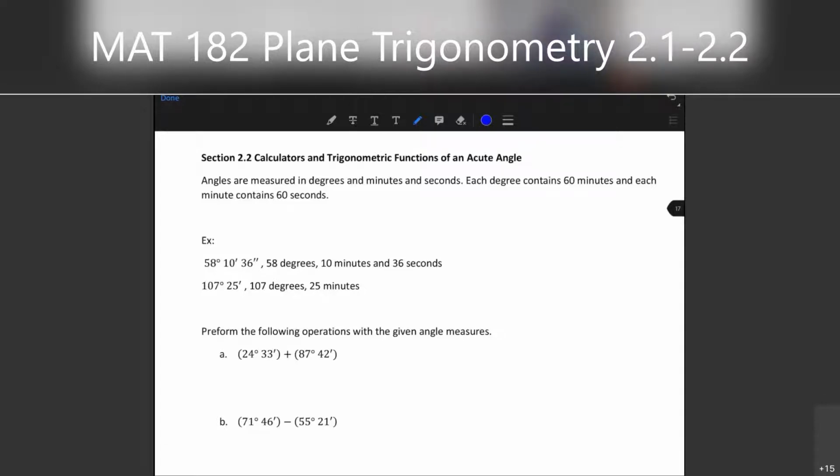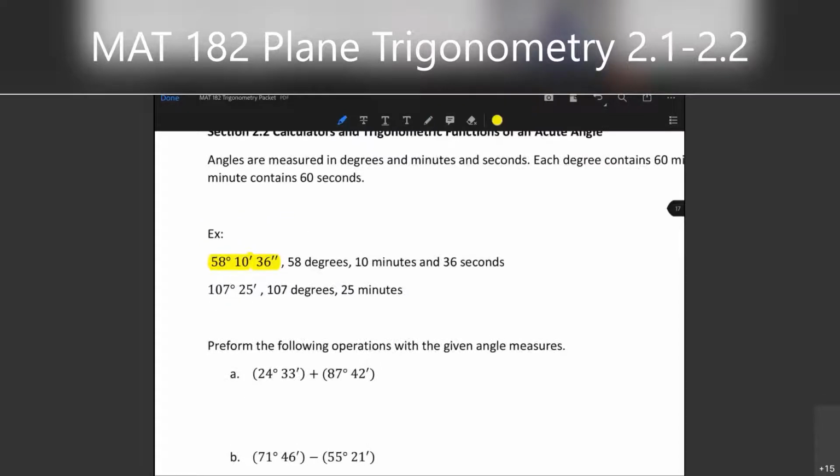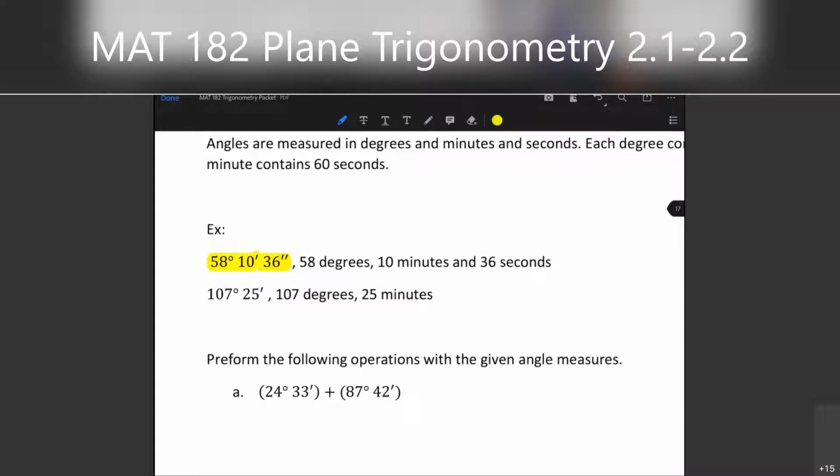So if I considered a few ways of writing angles, we could say that 50 degrees, 10 minutes, and 36 seconds can be written as this first one. So we have 10 with an apostrophe for the 10 minutes and 36 with two marks for the 36 seconds. Another example, just 107 degrees and 20 minutes.